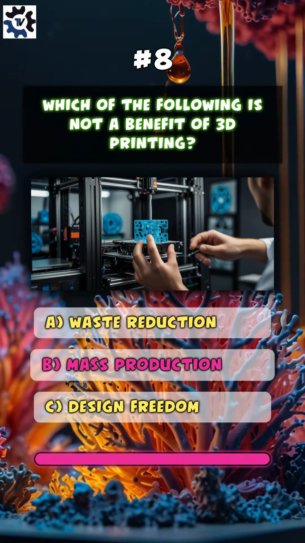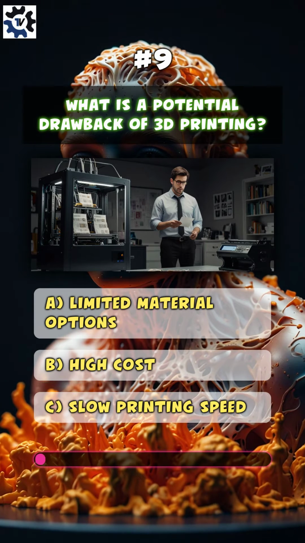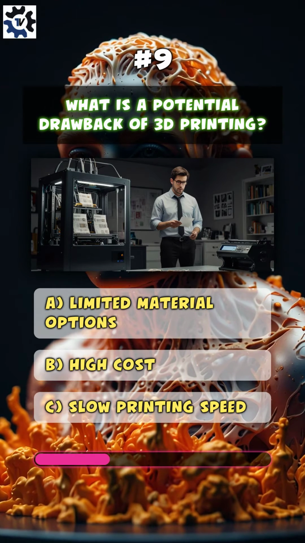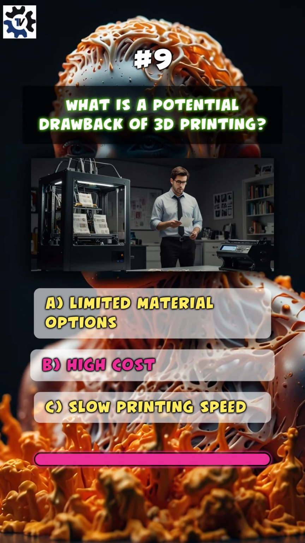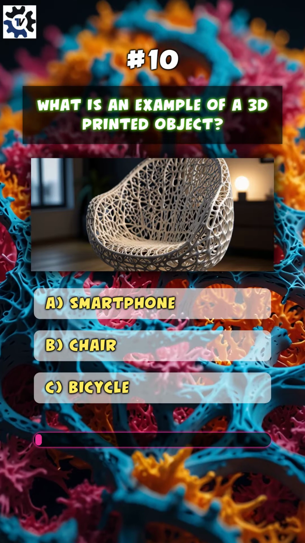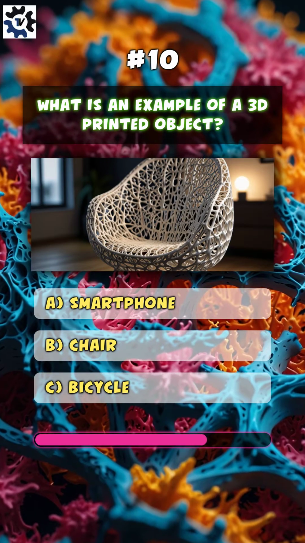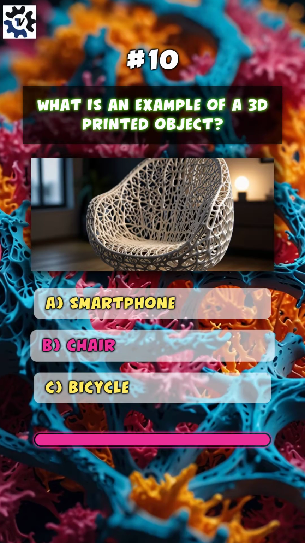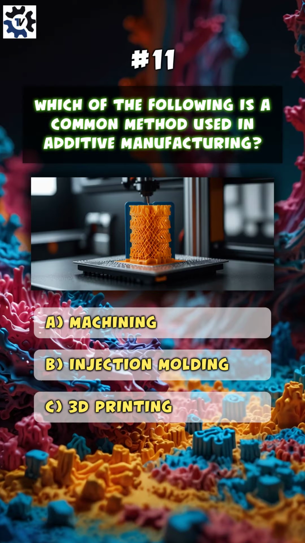B. Mass production. What is a potential drawback of 3D printing? B. High cost. What is an example of a 3D printed object? B. Chair. Which of the following is a common method used in additive manufacturing?